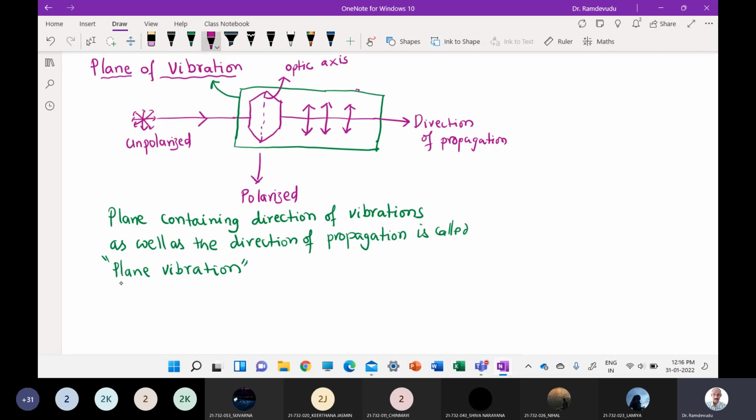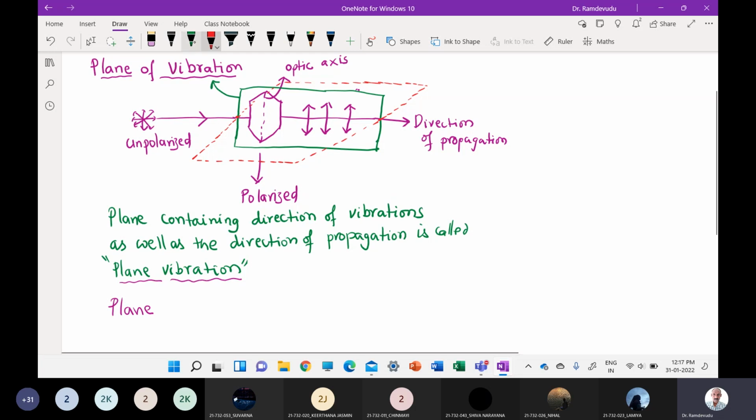Now similarly, we define the plane of polarization. The plane of polarization is the plane, this is the plane I am taking, which again contains the direction of propagation but is perpendicular to the plane of vibration. Therefore, here I draw a plane something like this. Suppose this is the perpendicular plane I am drawing. This plane, which is perpendicular to the plane of vibration, we generally call the plane of polarization. It is perpendicular to the plane of vibration and also contains the direction of propagation.